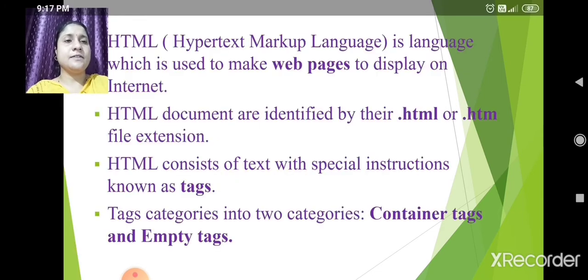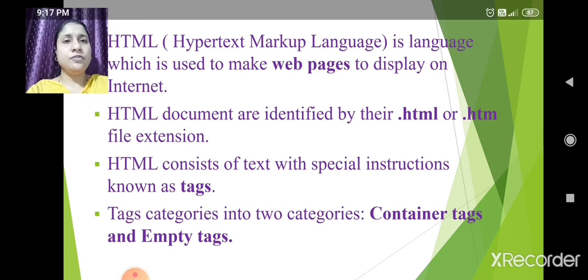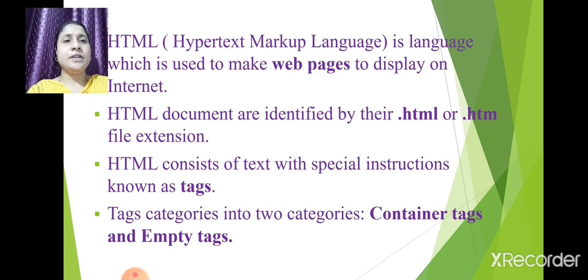So let's start. HTML, all of you know what is HTML. It stands for Hypertext Markup Language. This HTML is a language which is used to make web pages to display on the internet. Whatever the browser, that is Internet Explorer, Chrome, Google, these web pages are written in HTML. These HTML documents are identified by their .html or .htm file extension. HTML documents will be saved with a .html or .htm file extension, okay.